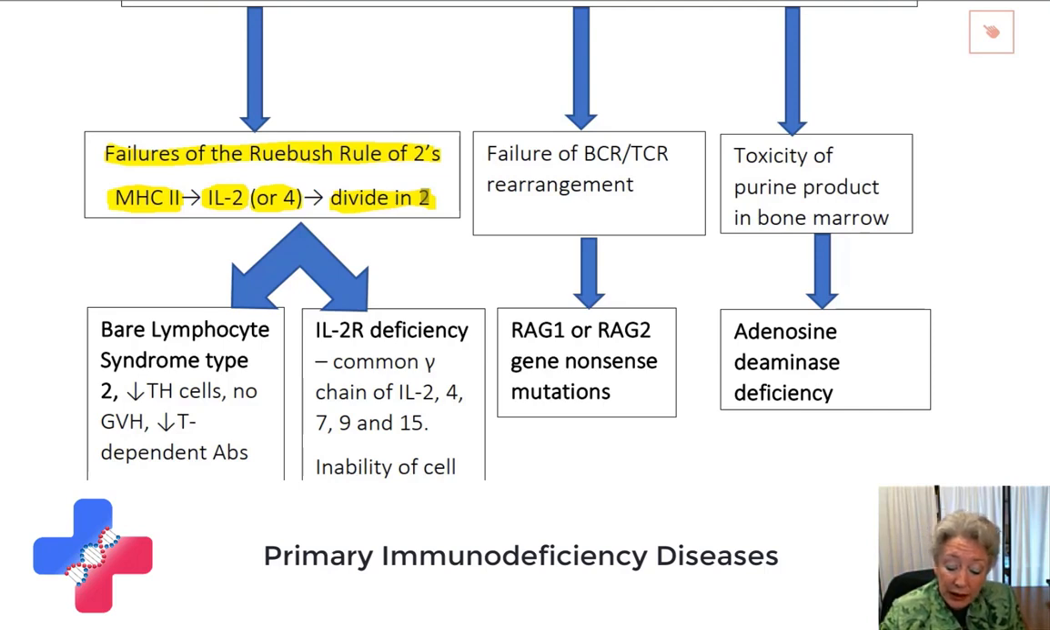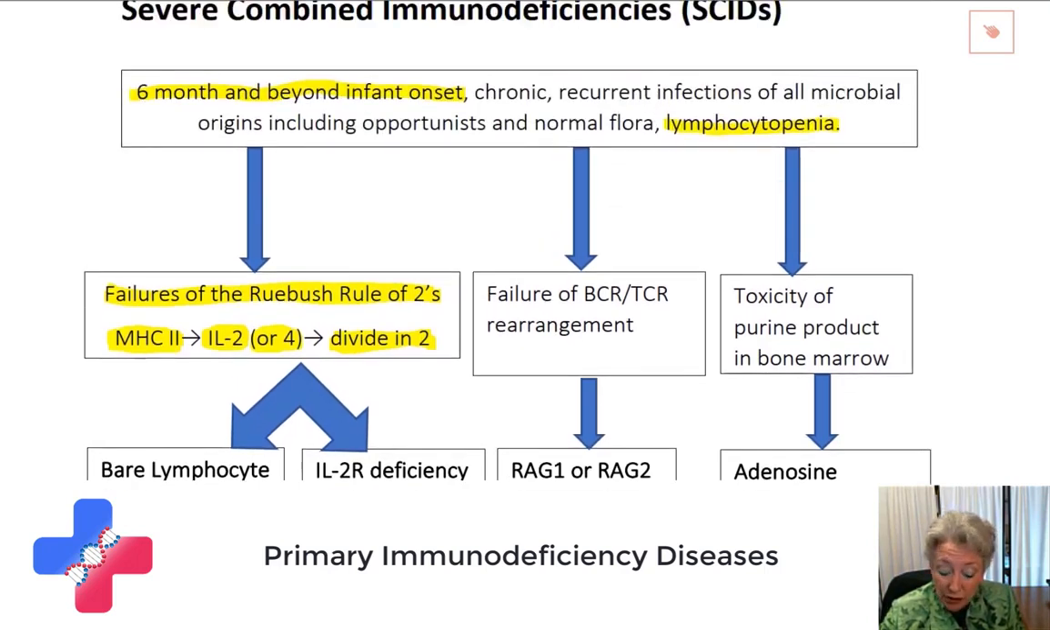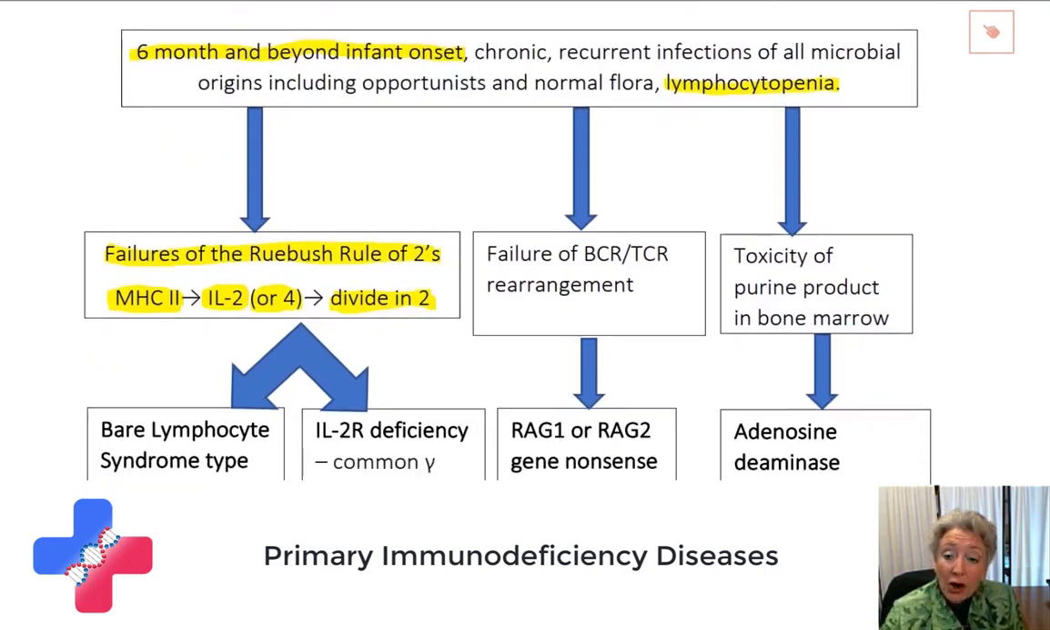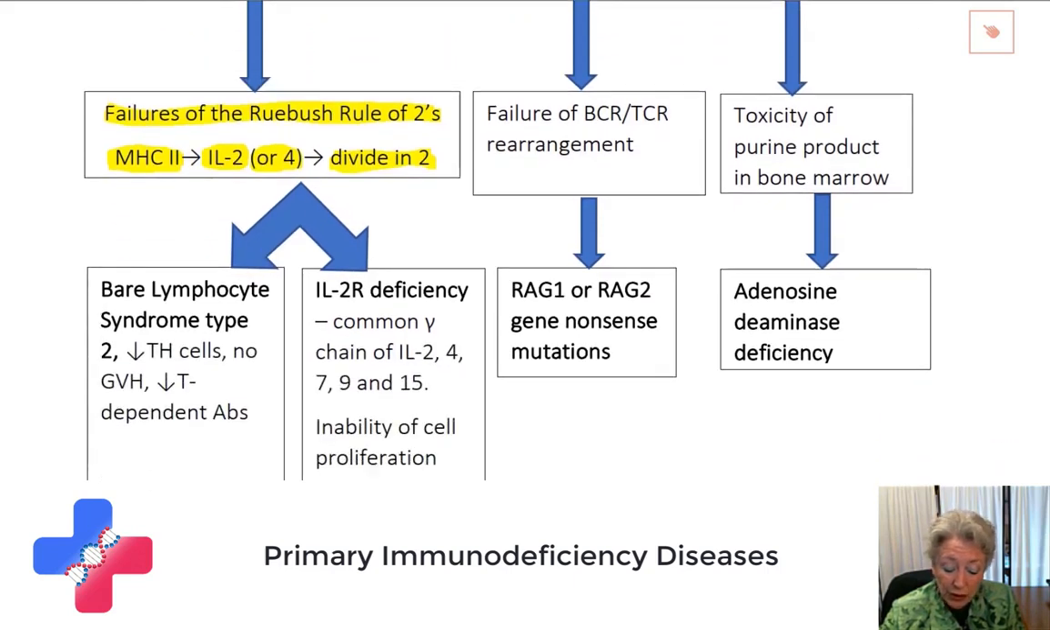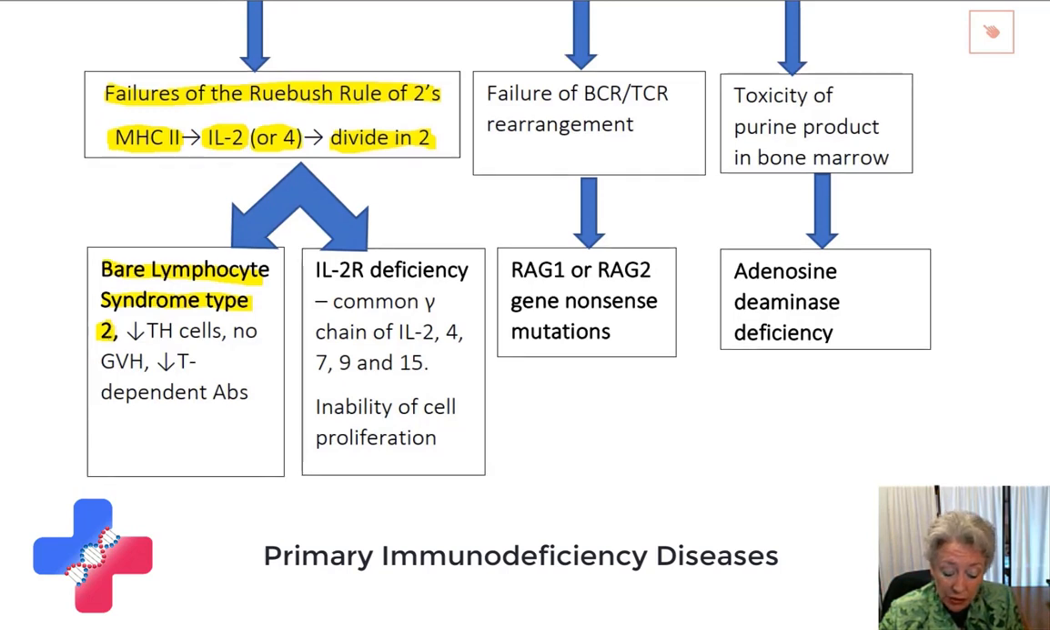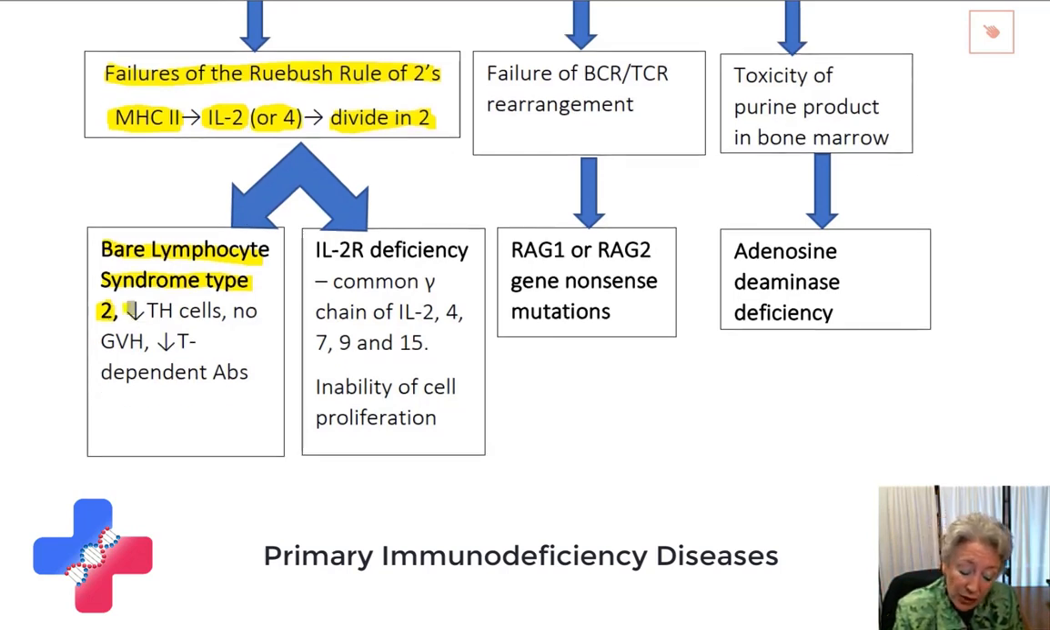So notice that at least 2 of these severe combined immunodeficiencies are failures of some component of the Roubush rule of twos. The first one, bare lymphocyte syndrome, is a problem with expression of MHC class 2. And realize as a result of that, I'm going to have no T helper cells produced out of the thymus, and I'm going to have an inability to create T cell dependent antibodies.